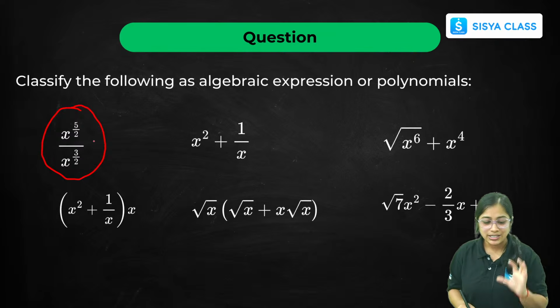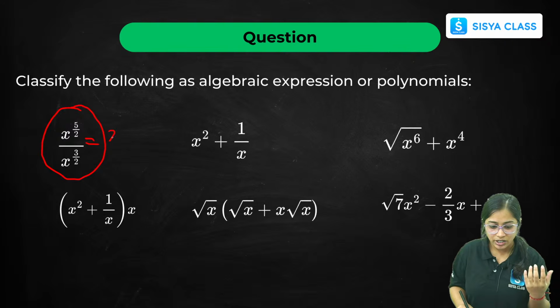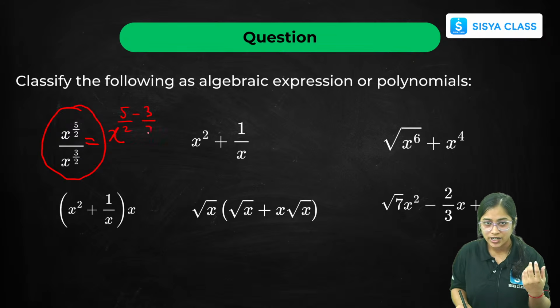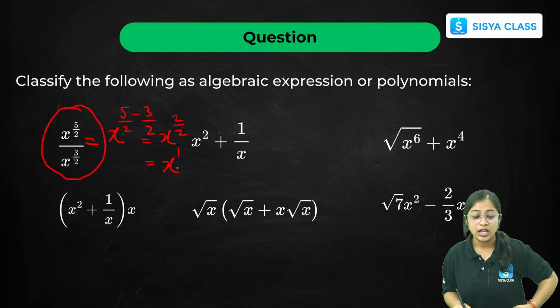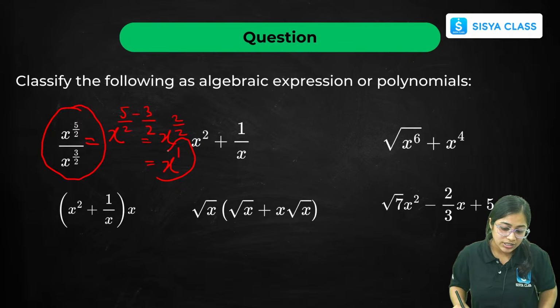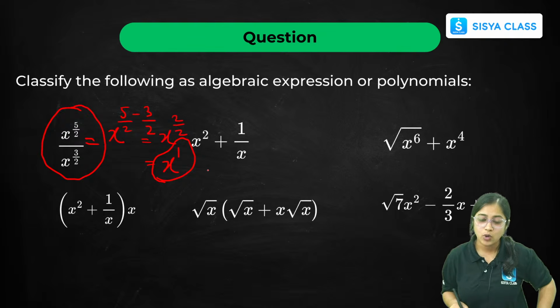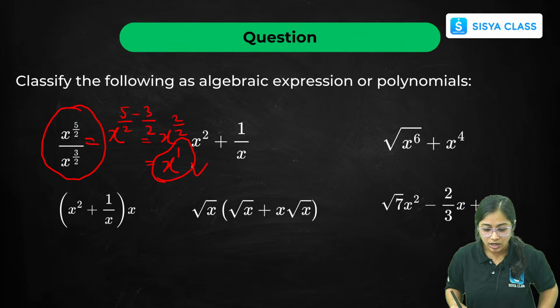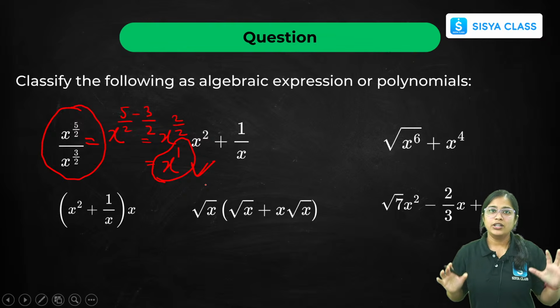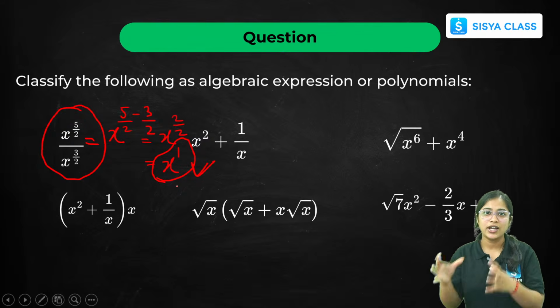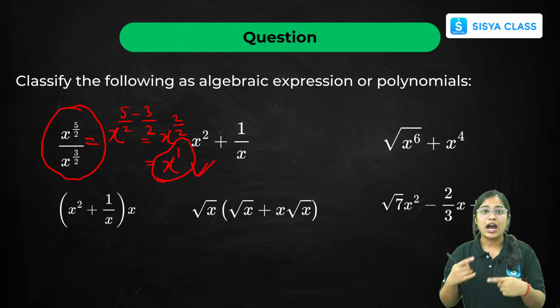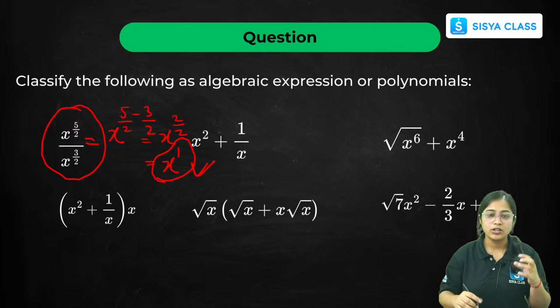But if you simplify this, what do you get after simplification? x raised to power 5 by 2 minus 3 by 2, right? And then you get x raised to power 2 by 2, that is x raised to power 1, correct? So now what is the power of x? The power of x is 1, which is a whole number. So this is a polynomial. Okay. So whenever you have an algebraic expression, your first task is to simplify it, and then check the power of your variable.